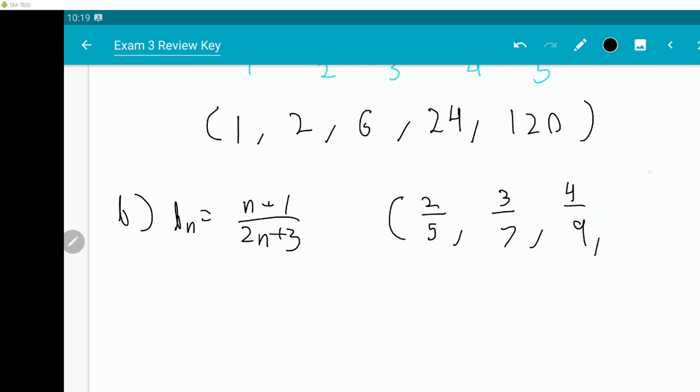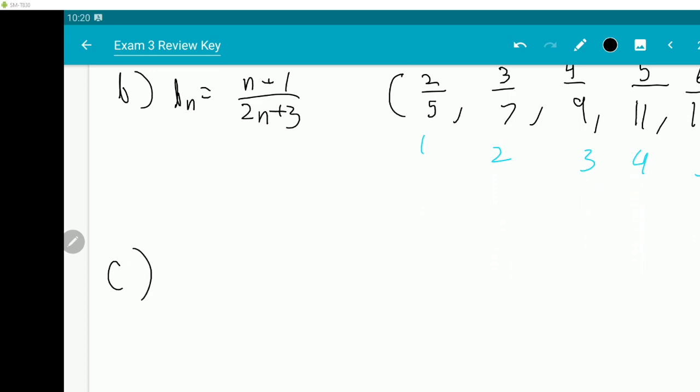Next, 4 plus 1 is 5, over 2 times 4 is 8, plus 3 is 11. And then finally, 5 plus 1 is 6, 2 times 5 is 10, plus 3 is 13. We also could have just kept adding 1 to the numerator and kept adding 2 to the denominator. That would have been an easier way to see it. But this is what happens when you plug in 1, 2, 3, 4, 5.